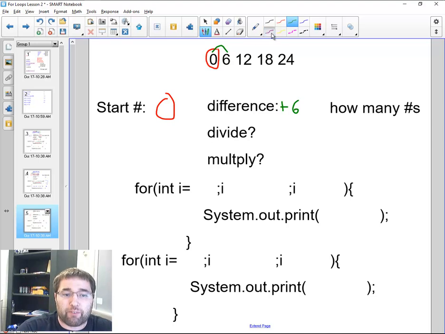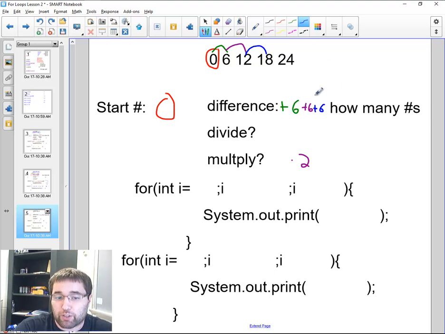How do I get from 6 to 12? Add 6. Can I multiply to get there? Oh, yes, you can. How? Wait, no, you can't. 6 times what equals 12? Times 2. Okay. How do I get from 12 to 18? Add 6. And I can't multiply. It's a fraction, so we're not going to say we can.